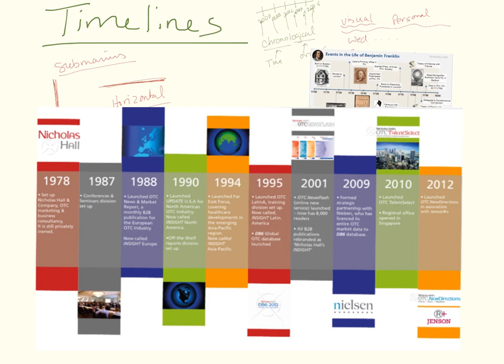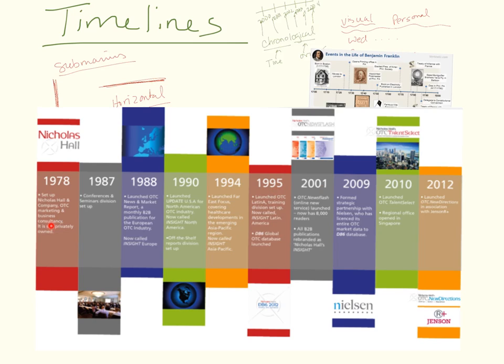Notice this time, though, we didn't have a set line like we did over here with Benjamin Franklin, but we had just the date in order in which they occurred. So 78, 87, 88. Now, there is no pattern. It's just this was an important date, this was an important date, this was an important date. That's why it's not set up on an actual line, even though it is in chronological order.